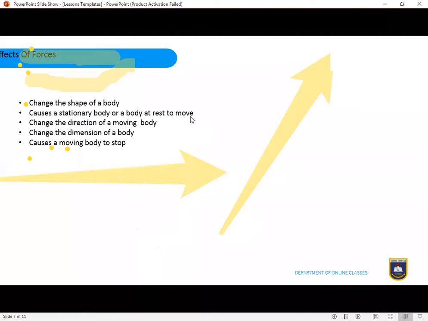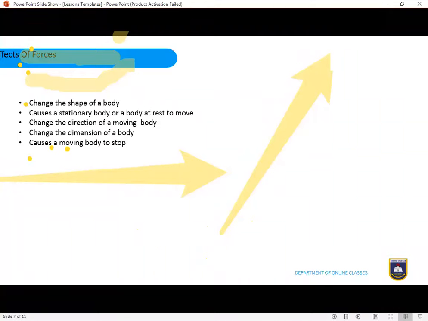It also causes what? A stationary body or a body at rest to move. Anytime they say stationary, it still means a body at rest. In physics, if they say a body is at rest, that means the body is not moving. It's just like a human being resting. That means he's stationary, at one place, either sleeping or just staying at one place. So a body at rest is a body which is not moving.